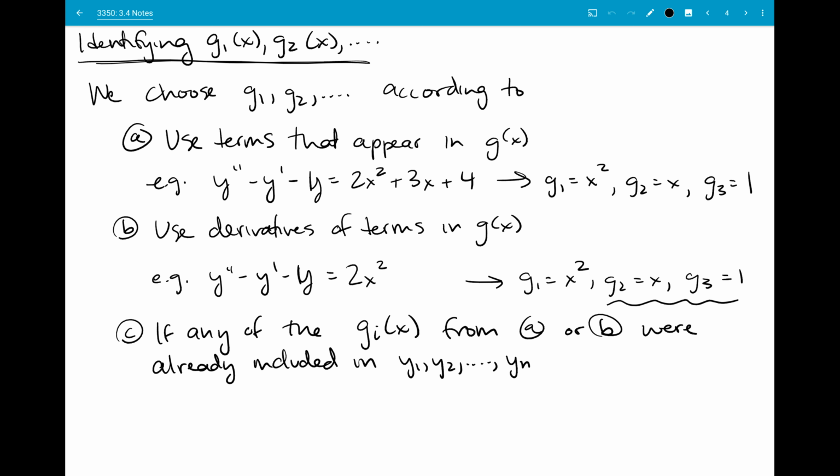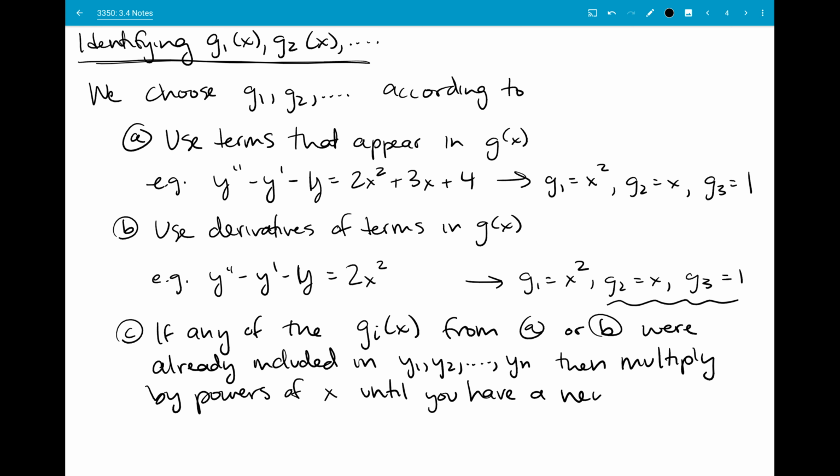And if that happens, then our approach is going to be to multiply by powers of x until you arrive at a new solution. So kind of the same way when we had repeated roots in last section, we would multiply by powers of x until we had enough solutions, y1, y2, so on and so forth. Now we're going to multiply by powers of x until we have enough G1, G2, so on and so forth to fill up our particular solution.